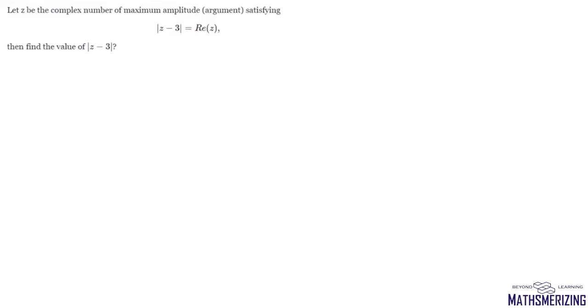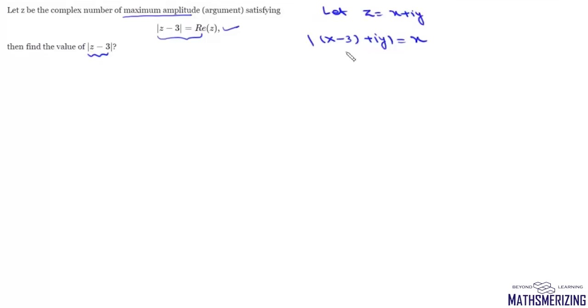Now this is an interesting question involving complex numbers and parabola. It says, let z be a complex number of maximum amplitude satisfying mod of z minus 3 is equal to the real part of z. Then we need to find the value of mod z minus 3. So first we'll simplify this equation. I'll let z as x plus iota y. So then we can write x minus 3 plus iota y is equal to the real part of z, which is x.